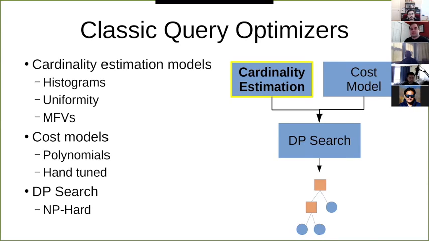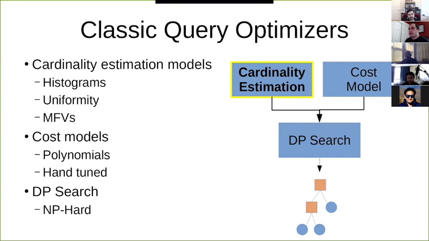So the common wisdom in the database community is that the cost model and the search algorithm aren't too tricky. The really, really hard part is cardinality estimation. And the reason cardinality estimation is so difficult is because of correlations. If you have two particular tables that don't exactly map one-to-one completely uniformly, then doing cardinality estimation can be very, very challenging.